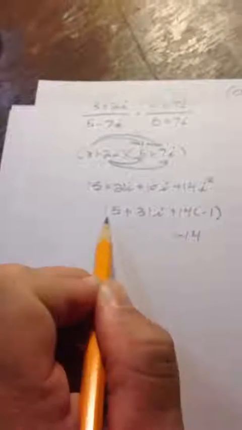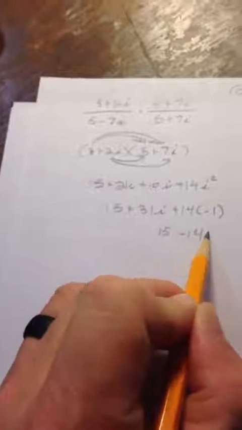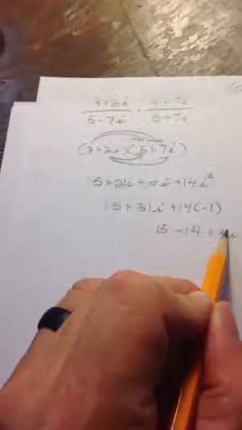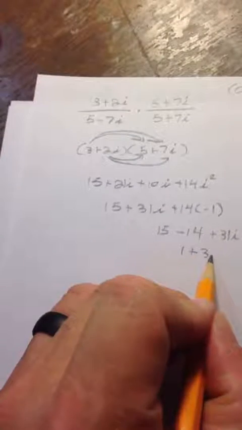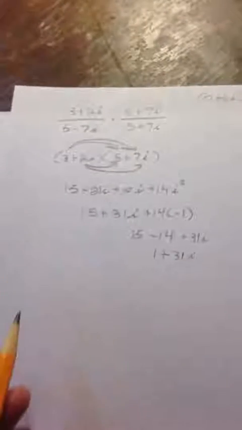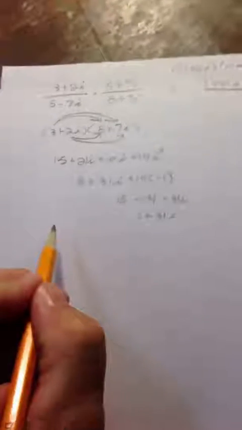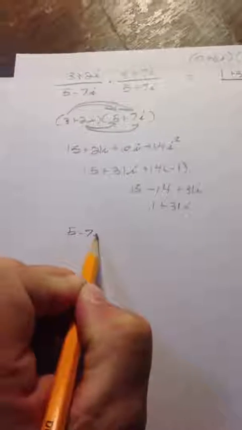So we got -14, that's 15, that's 31. So that's going to be a difference of 1, 31i. Okay, so that takes care of the top part. Whew. All right, so 1 plus 31i over. All right, now let's do that bottom one there. Let's 5 minus 7i.